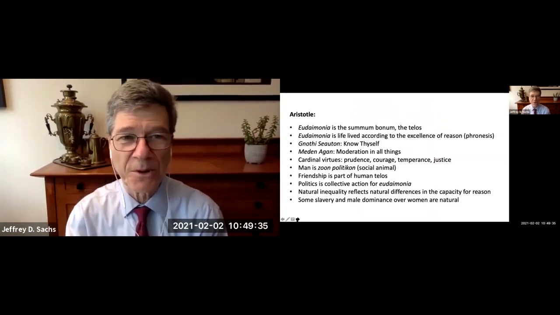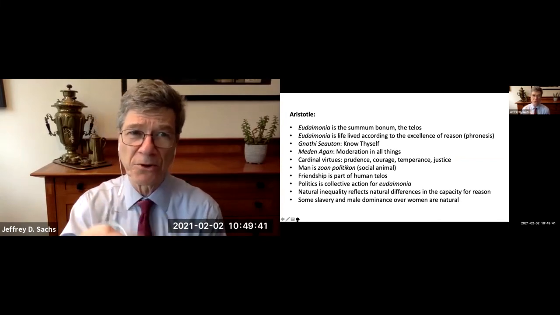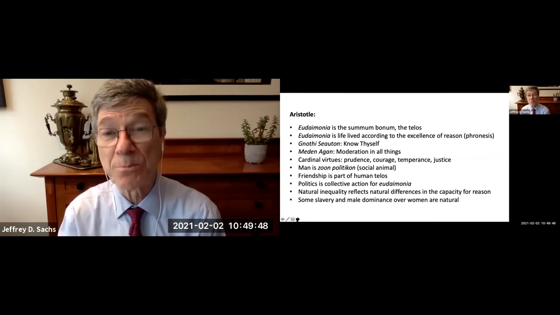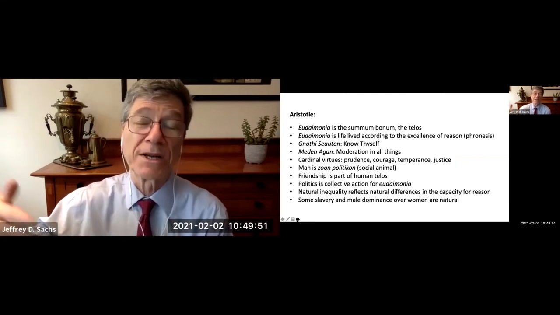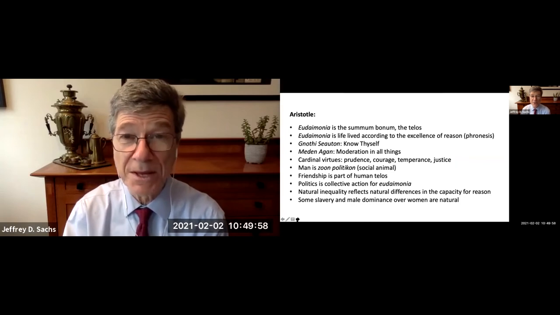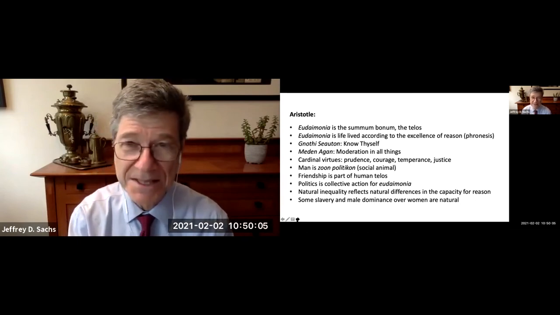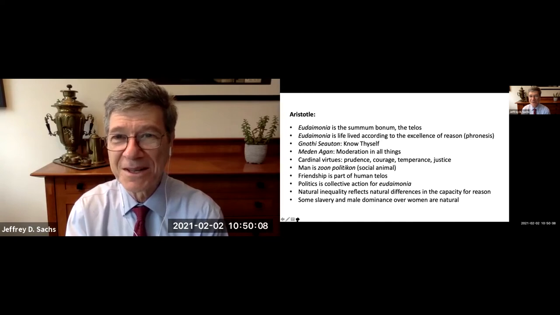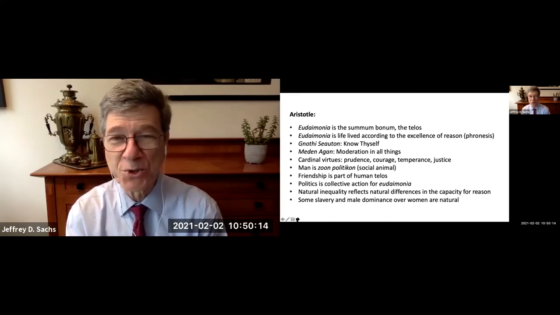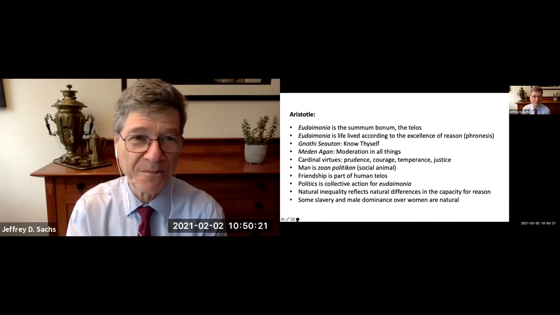So here are some summaries of Aristotelian thought that we'll discuss in the course. There's the word I'm referring to, eudaimonia, the summum bonum, the telos, meaning the purpose, the end point, the realization of potential, is well-being. Aristotle thought that you achieve well-being by cultivating reason, thinking in our heads, thinking clearly, and the excellence of reason. We translate the word excellence as virtue. The highest virtue of clear reason in ancient Greek was phronesis, practical wisdom to make good choices.